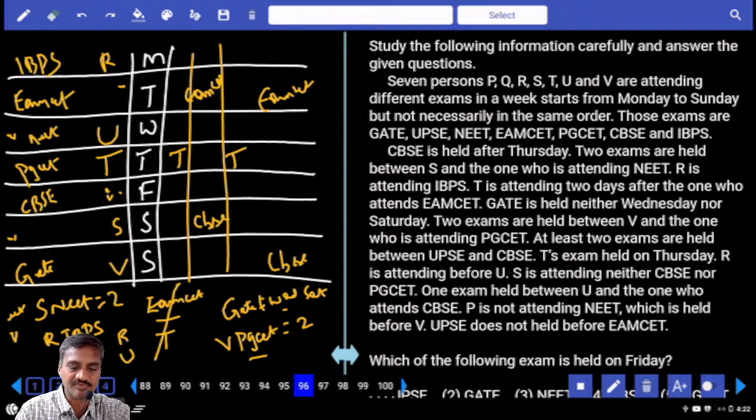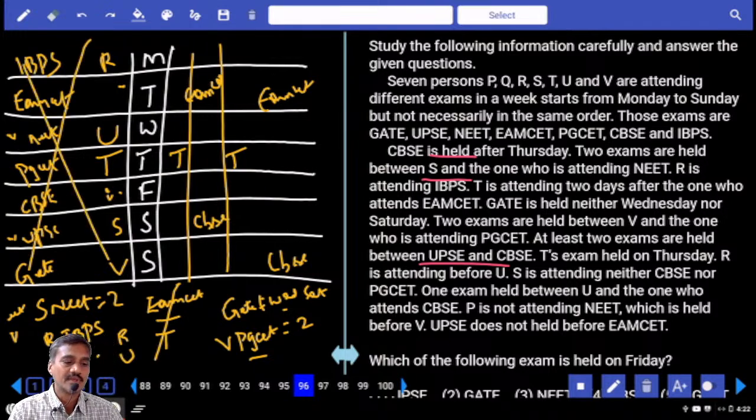R is IBPS, R is before this one. Between V and PGCET there must be exactly 2. Then is any other information left over? CBSE is held after, with 2 examinations between S and NEET. And there are at least 2 examinations between UPSC and CBSE. Now UPSC and CBSE, how many examinations are there? They are adjacent to each other, isn't it? Hence this case is completely ruled out. As this case is ruled out, we are left with the last case.